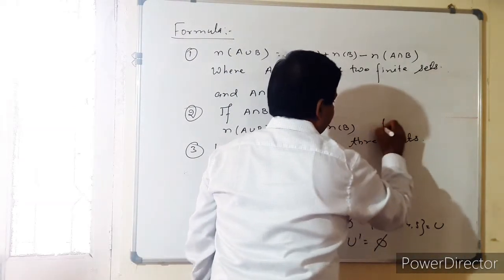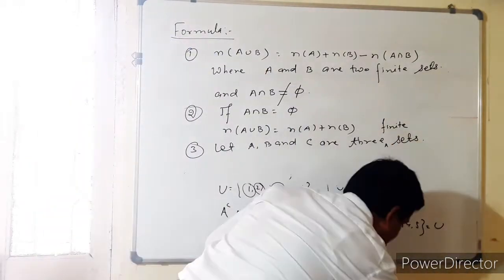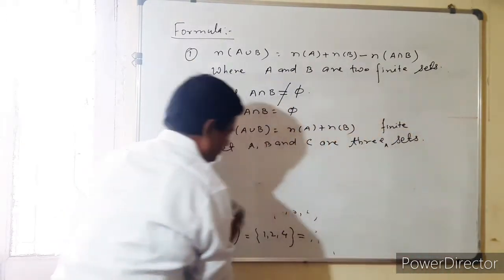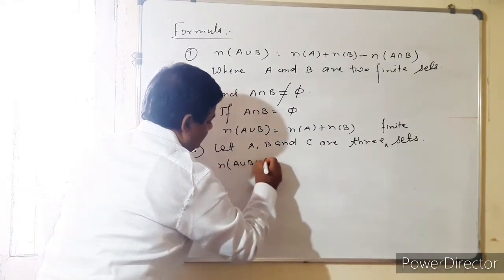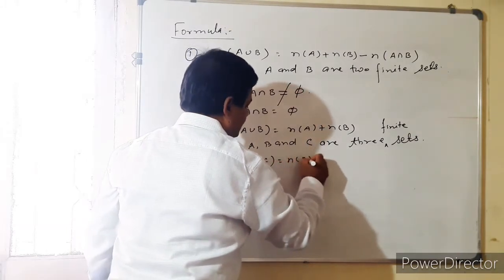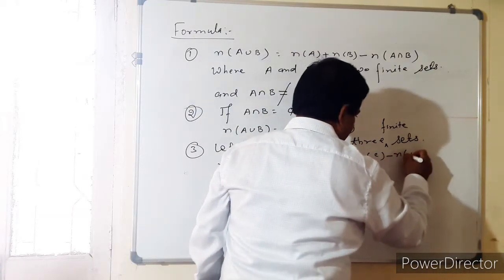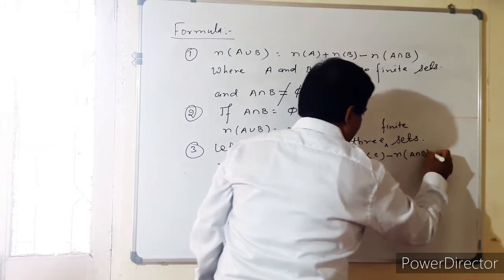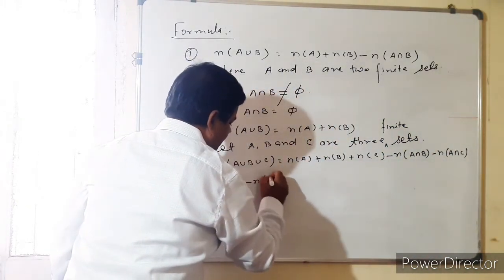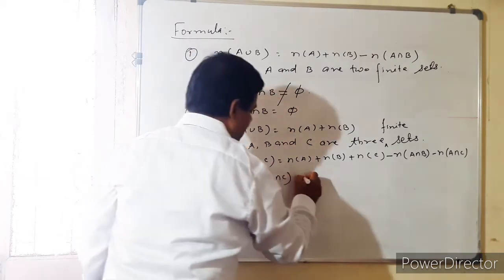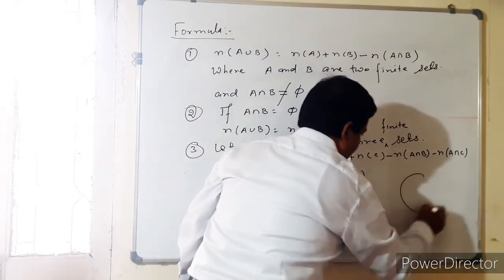Three finite sets. Then the formula will become n(A union B union C) is equal to n(A) plus n(B) plus n(C) minus n(A intersection B) minus n(A intersection C) minus n(B intersection C) plus n(A intersection B intersection C).